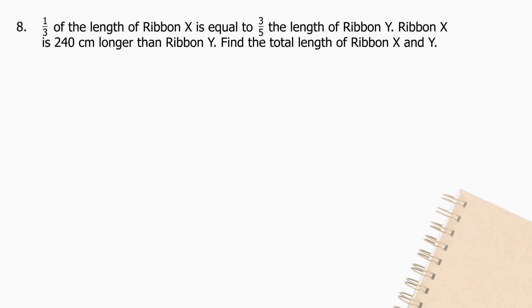Question 8. 1/3 of the length of ribbon X is equal to 3/5 the length of ribbon Y. Ribbon X is 240 cm longer than ribbon Y. Find the total length of ribbon X and Y.